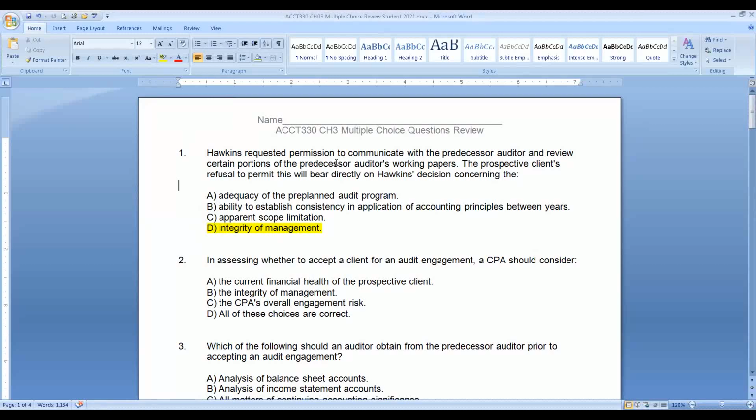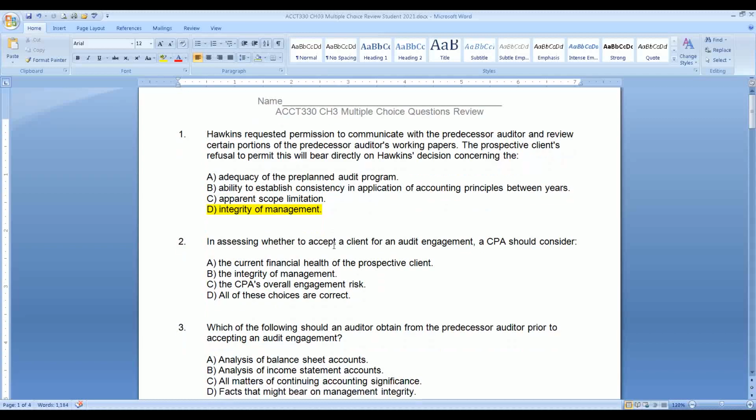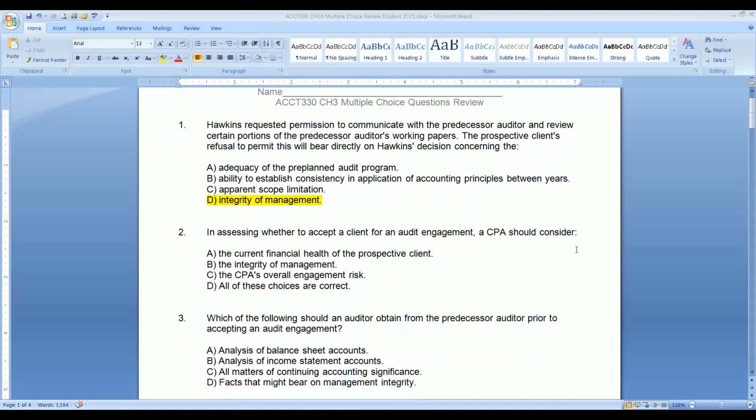And now here's the thing. If they're not letting you see something, that indicates that there's some reason why they're not letting you, so anything that they try to keep you from seeing. If they're trying to keep you from the predecessor auditor, that's kind of a red flag. Question 2.